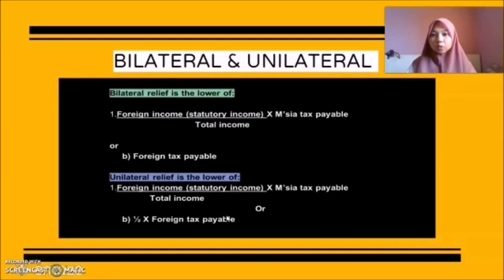Bilateral relief is the lower of foreign income, the statutory income, divided by total income and times by Malaysian tax payable, or foreign tax payable. So we choose which is the lower between these two. And the same goes for the unilateral relief, because we also choose the lower of foreign income, the statutory income, divided by total income, times by Malaysian tax payable, or half of the foreign tax payable.